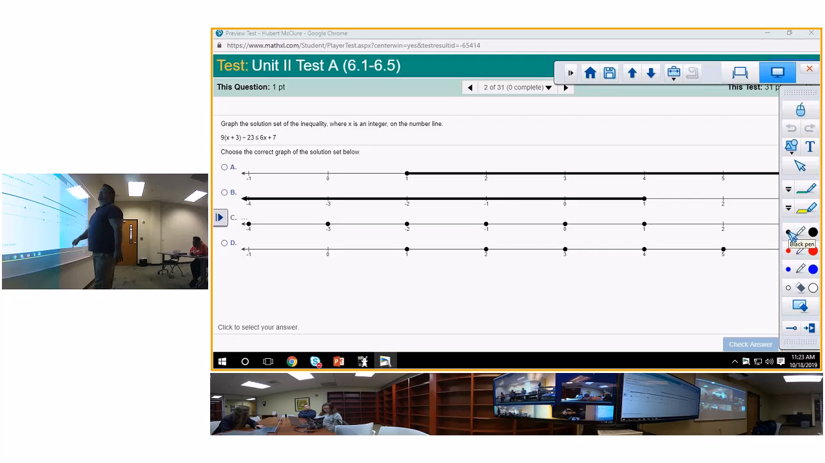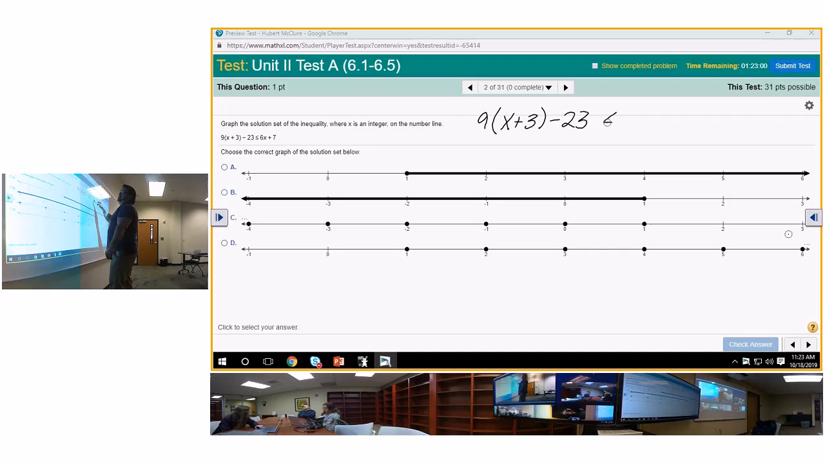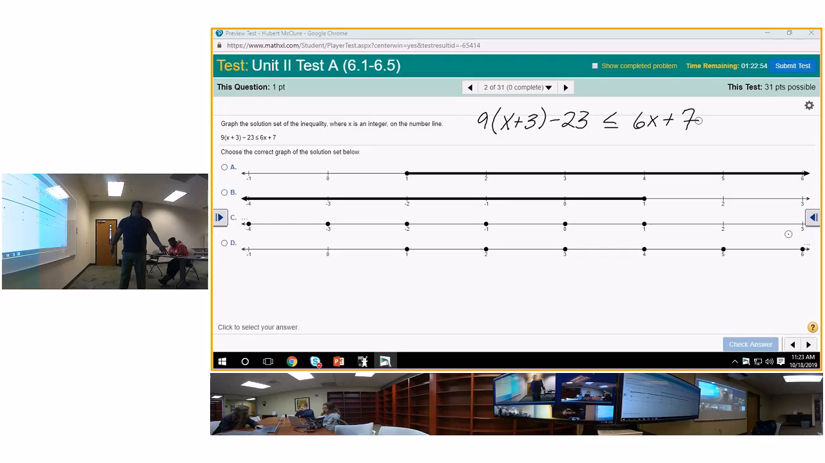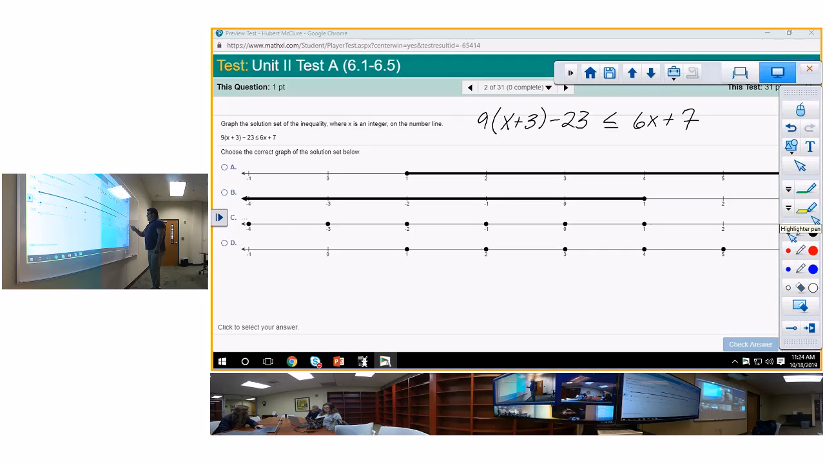All right, here we go. 9 times x plus 3 minus 23 is less than or equal to 6x plus 7. And Miss Woodward and Mr. Fuller, I may go over some of your questions today when I do these problems. I don't know. I may. Now, first of all, everybody take your highlighter out and highlight right now?